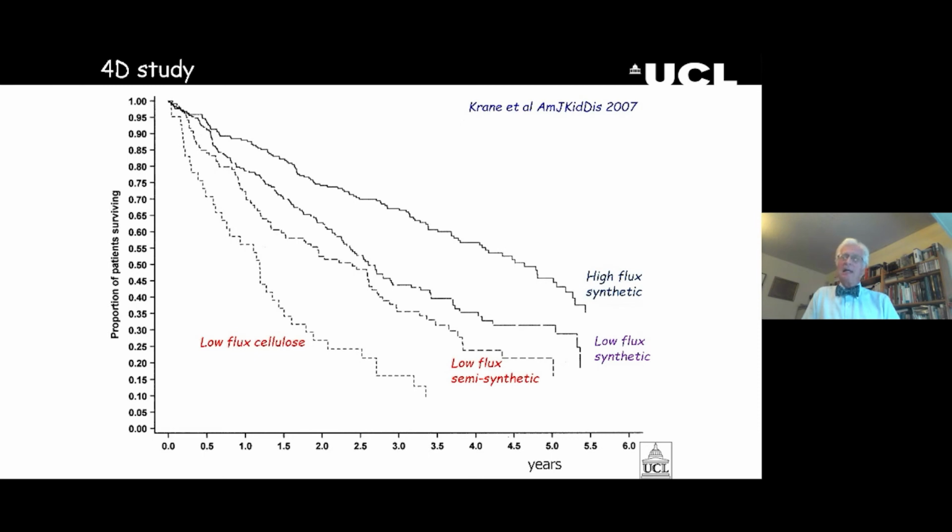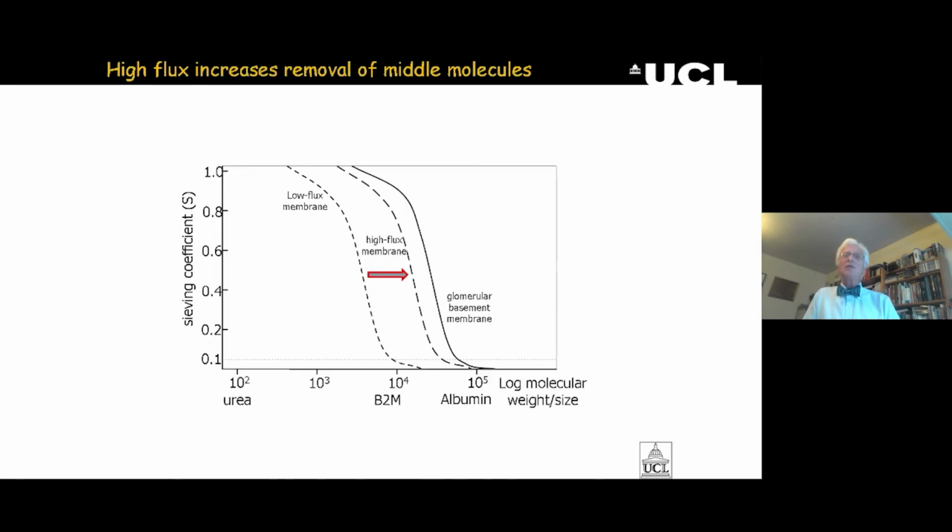And so in the next slide, the question, of course, is what's the main difference between low flux and high flux? Well, simply what they've done is increased the removal of these so-called middle-sized molecules by moving the curve from the left to the right, but still below that of the glomerular basement membrane in terms of sieving.